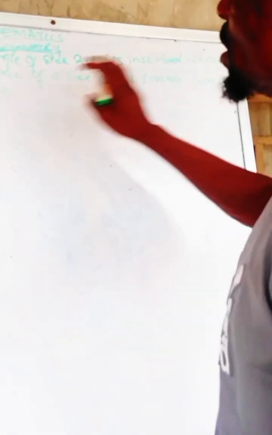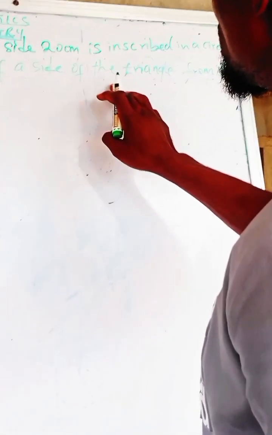It's one of the most difficult questions in general mathematics. An equilateral triangle of side 20 cm is inscribed in a circle. Calculate the distance of a side of the triangle from the center of the circle.